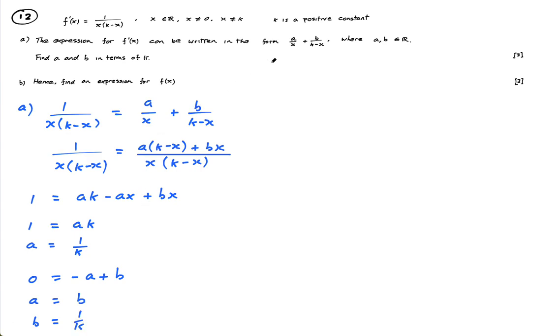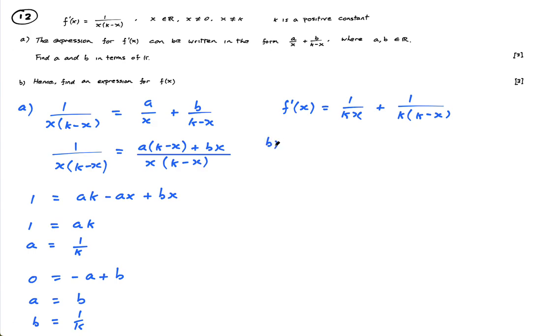So I can express this as, let's just write it over here, guys. f dash of x equals a, which is 1 over k over x, but that's just 1 over kx. And b is 1 over k, so it's plus b, which is 1 over k times k minus x, that's just 1 over k times this, k minus x. So there we have it. That's the answer to A.